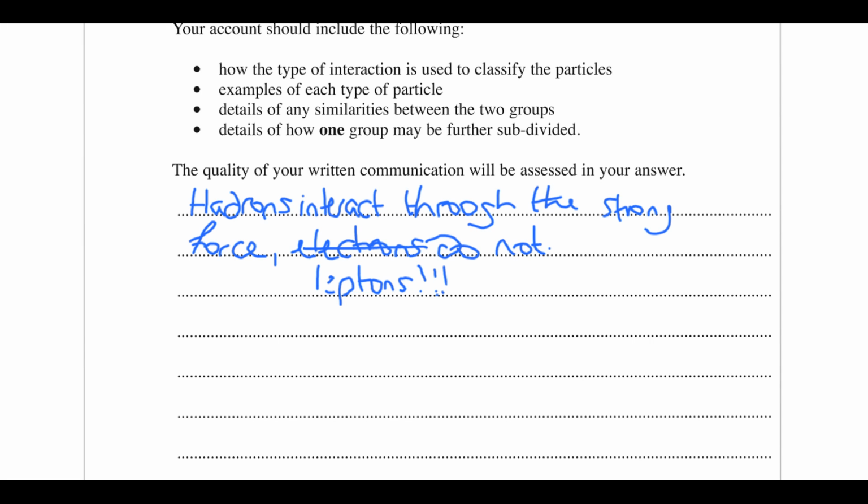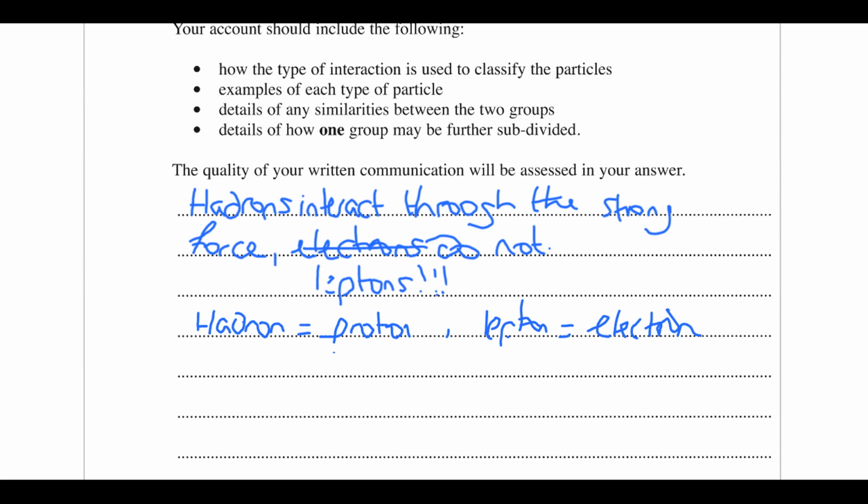An example of a hadron. Let's go for the most commonly known one. A proton. An example of a lepton. Let's go for the most commonly known one as well. And an electron. Easy stuff, like I said.